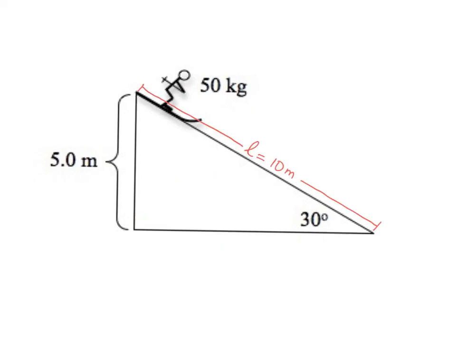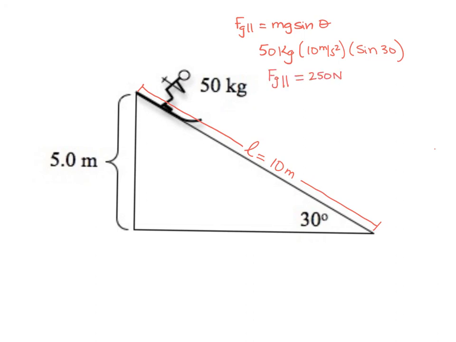And now that we know the length, let's take a look at a couple of things we've already discovered on the previous slides. We know, for example, that the force down the hill, or the force of gravity that's parallel to the hill, is equal to mg sine theta. We know that the mass of the skier is 50 kilograms. And on the subject test, we can always assume that g is equal to 10 meters per second squared. And of course, we already determined that the sine of 30 is equal to 1/2. So that gives us a force down the hill of 250 newtons.